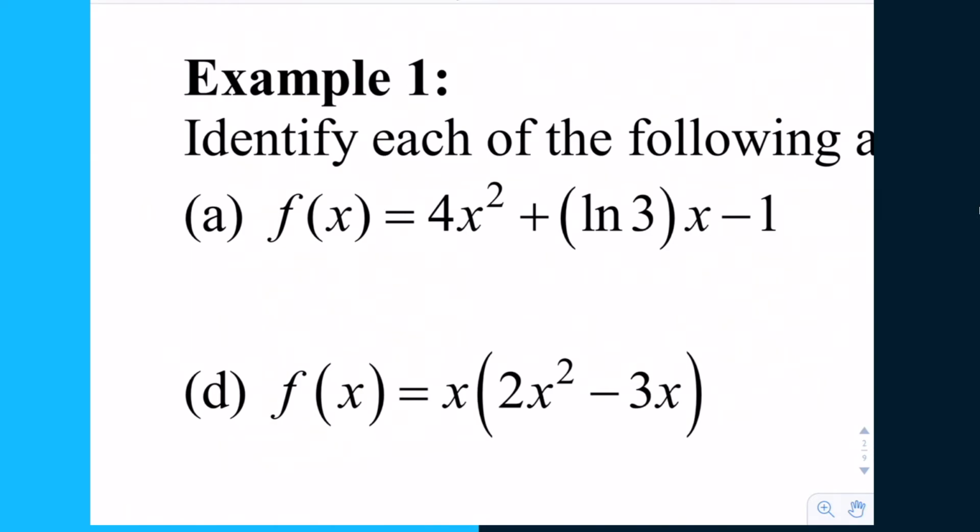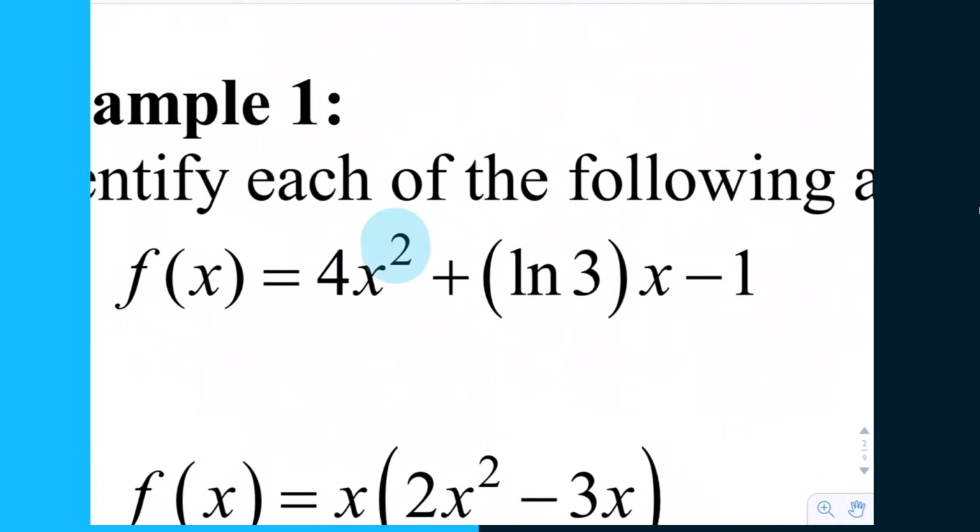Let's do the first one together. What are we looking for? What makes a polynomial a polynomial? The exponents on the x's, they've got to be what types of number? Whole numbers. Okay, let's check that out.